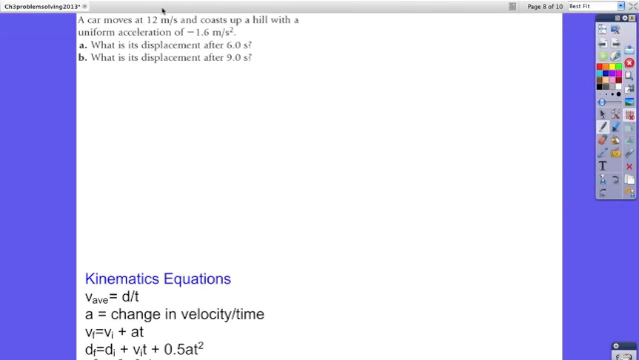A car moves at 12 meters per second and coasts up a hill with a uniform acceleration of negative 1.6 meters per second squared. So if a car is coasting up a hill, it's going to be slowing down. So gravity is pulling it back down the hill. The acceleration will be opposite the direction of the velocity. What's the displacement after 6 seconds? And what's the displacement after 9 seconds?